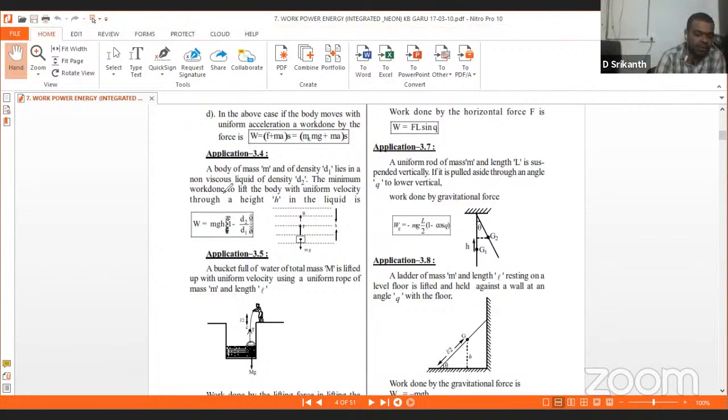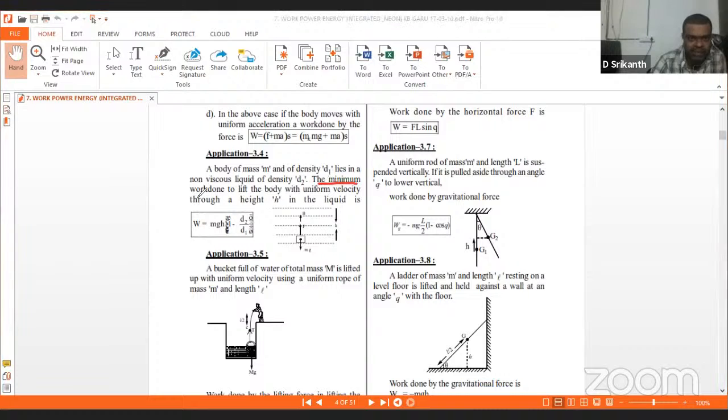Due to that, what will happen? The liquid or gum will have some jerk nature. That kind of liquid can be called viscous liquid. Non-viscous liquid means like water. Here we are going to discuss the non-viscous liquid, which is having a density d2.